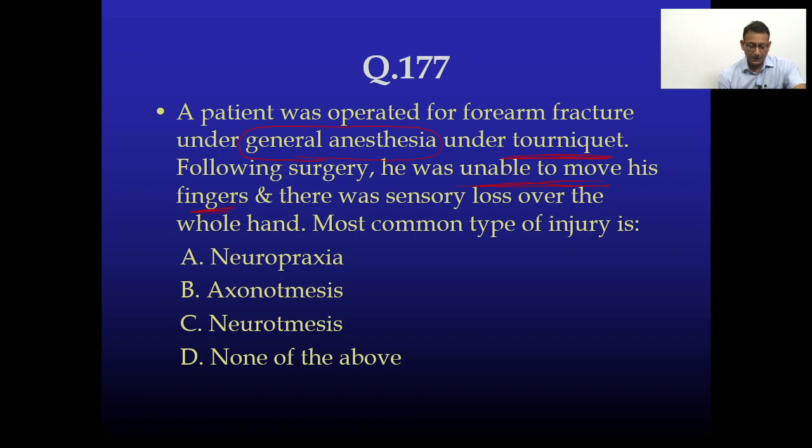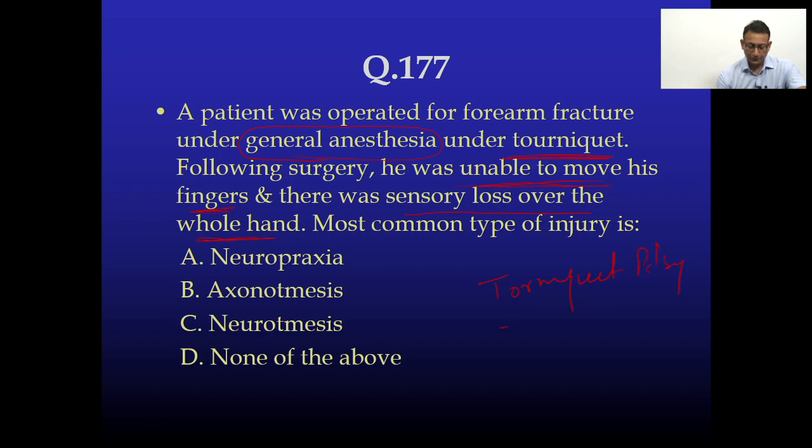Okay. And there is a sensory loss over the whole hand. We know that the nerve supply which gives sensation to our hand includes the radial nerve, median nerve, and ulnar nerve as well. Okay. So, all the nerves seem to be damaged. That is what happens in tourniquet palsy. So, it appears that this patient has got tourniquet palsy.